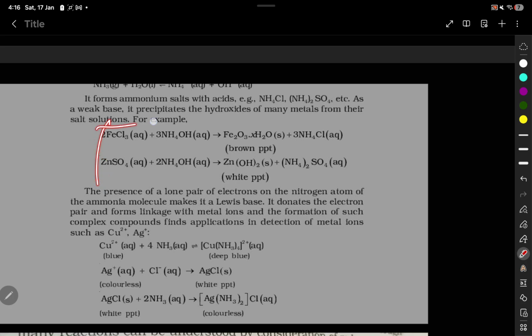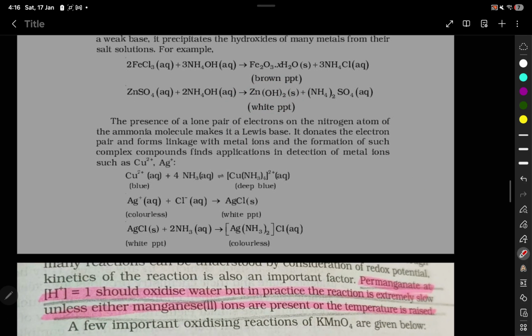These reactions are very important, like this one. FeCl3 with NH4OH gives a brown precipitate of Fe2O3. This is also given in the math hound, I'm pretty sure. And ZnSO4 and NH4OH will give a white precipitate of Zn(OH)2, which is actually a gelatinous white precipitate.